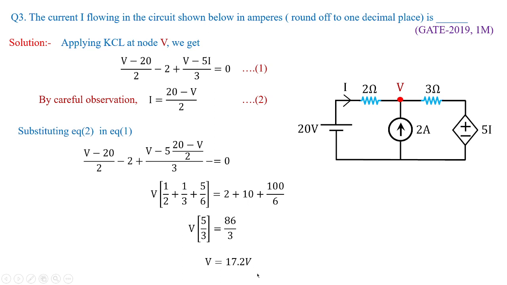But we need to get the value of I. So I'm going to substitute the value of V in equation 2 so that the value of I will be equivalent to 1.4 amperes.